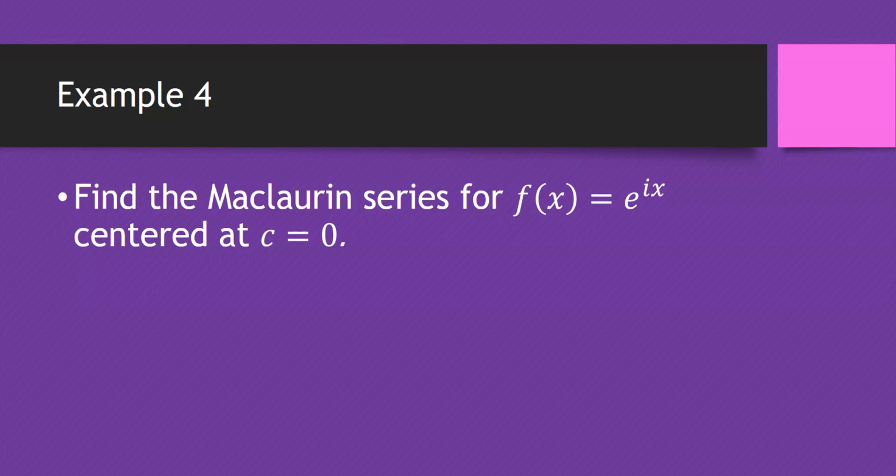This is function equals e to the ix, centered at 0. Now, when we say i, I mean the imaginary number i. So think square root of -1, which means i squared is -1, and so on and so forth. So we're going to establish a pattern for this. Let's do this one together.